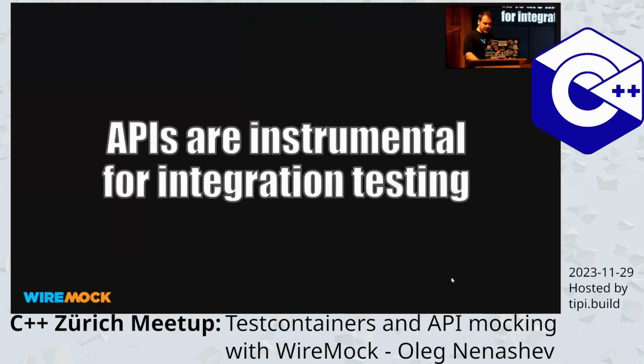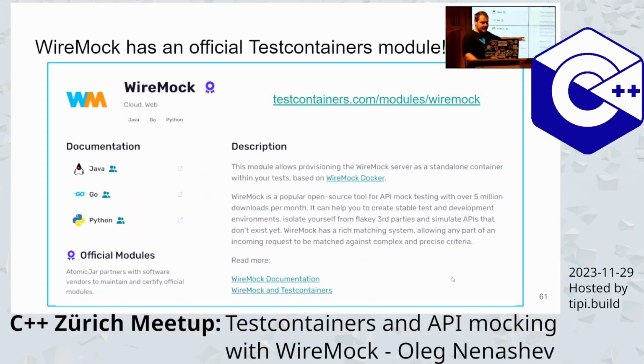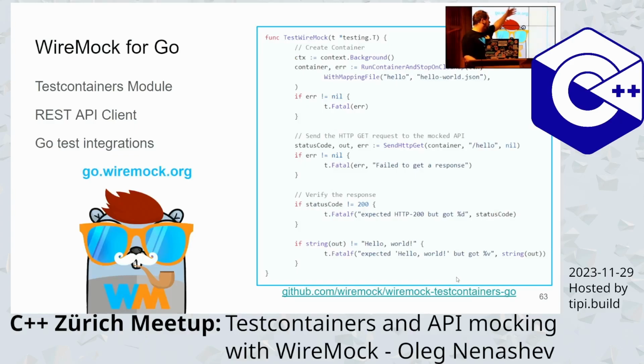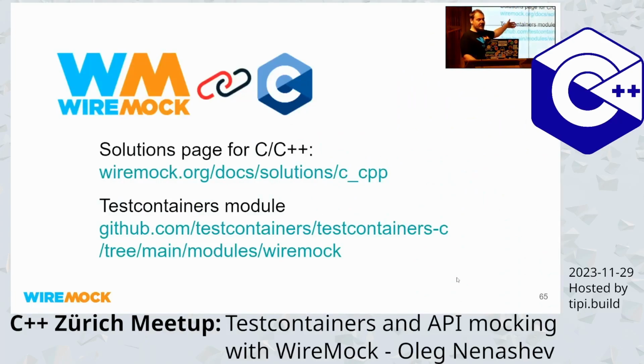But yeah, regarding WireMock, we already talked about what it is and what it does. So yes, there is an official module for 5 languages at the moment: Java, Go, Python, Node.js, and C++. Testcontainers for C++ is experimental on its own. If you like Golang, it's available too. And yeah, this is basically the demo I was presenting to you today.